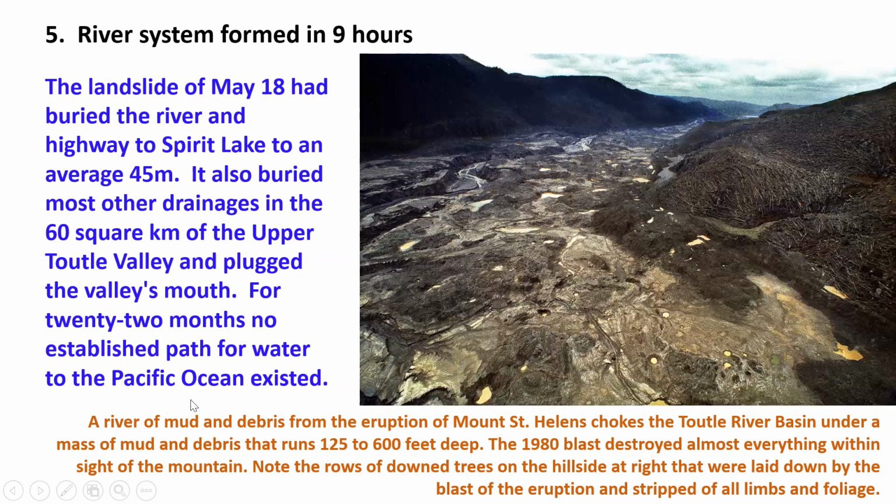This picture, you see a river of mud and debris from the eruption. It chokes the Toutle River basin under a mass of mud and debris running 125 to 600 feet deep. And the 1980 blast destroyed almost everything within sight of the mountain. Note the rows of downed trees.